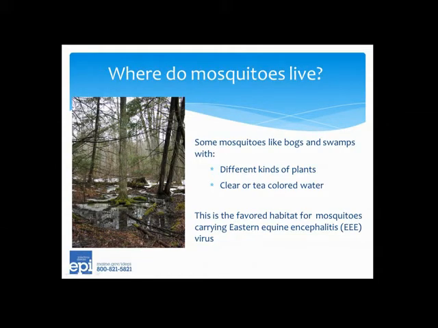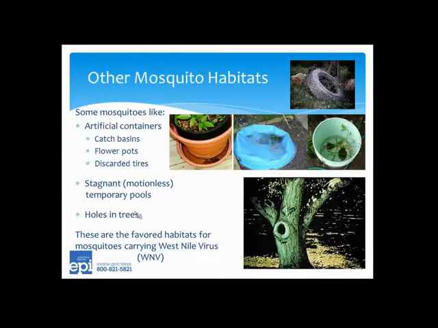On the other hand, the mosquitoes that carry West Nile virus tend to be container mosquitoes. So these mosquitoes like artificial containers, so catch basins, flower pots, tires, buckets, anything that might be out in your yard that holds water. So they like stagnant, motionless, temporary pools.